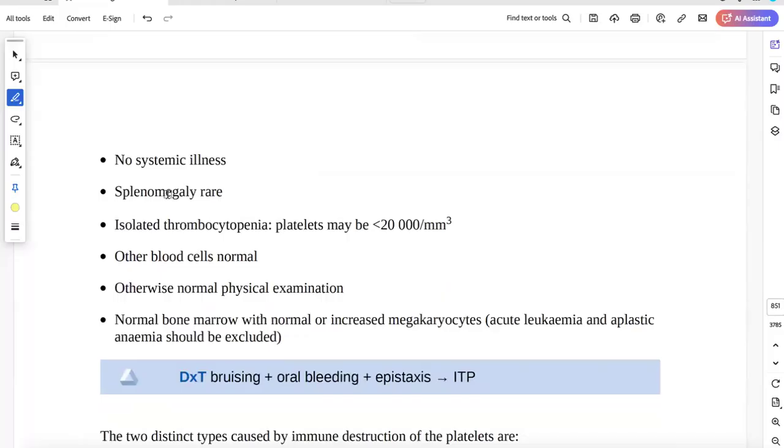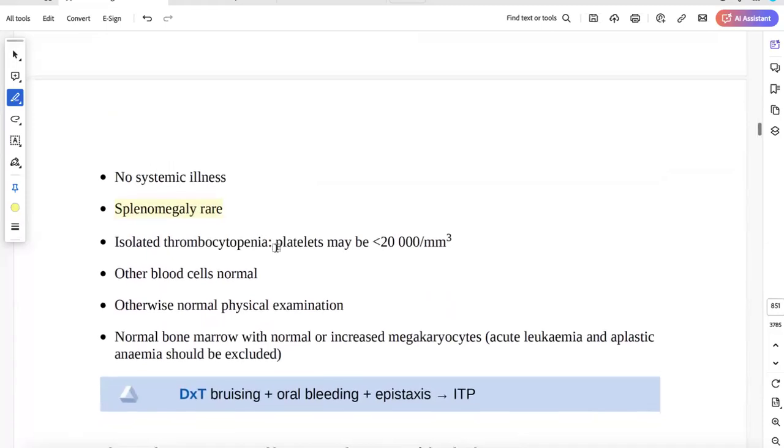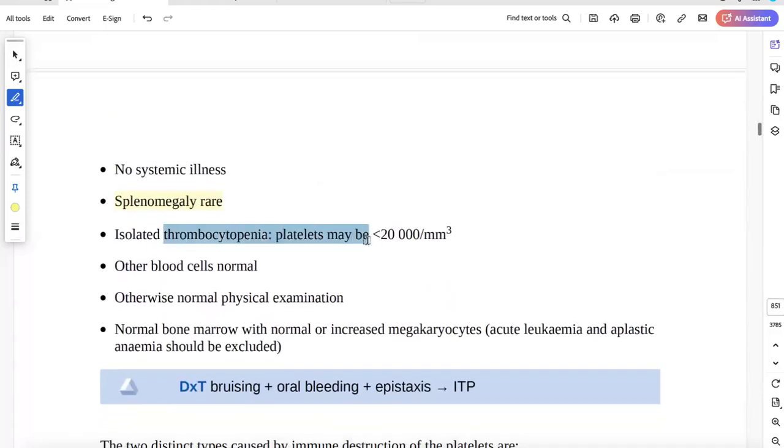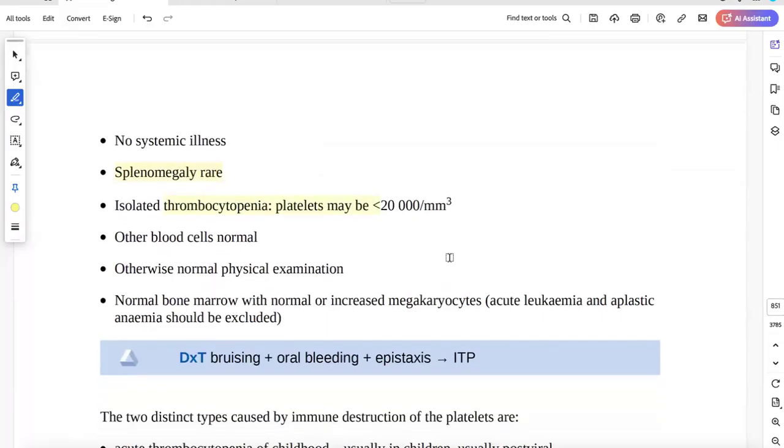They will not have any features of hemolysis, such as splenomegaly. The only thing positive in this patient is isolated thrombocytopenia. So if you get a child having a recent viral illness and now coming to you with easy bruising and bleeding from gum or nose, and then you check their platelet count and it is low and everything else is normal. They don't have any hepatosplenomegaly. They don't have any low red blood cell or low WBC count. That is when you think of ITP.